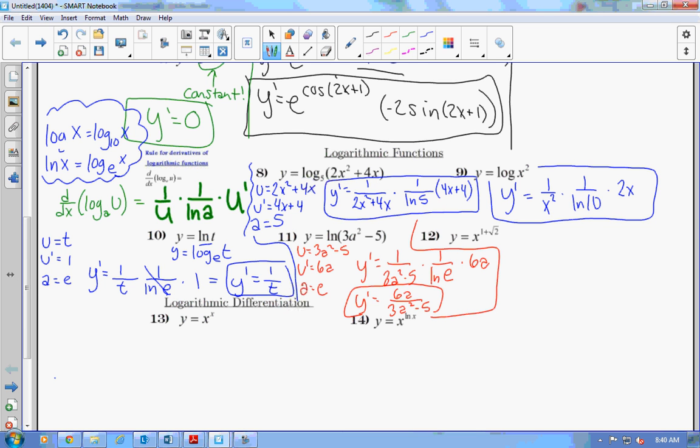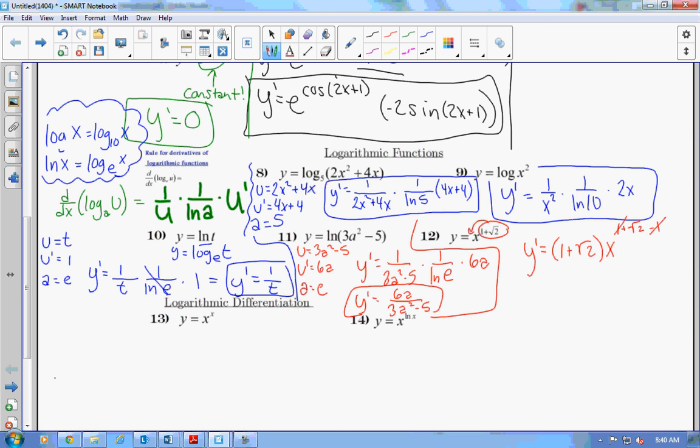You also need parentheses here and here. Okay, so let's look at number 12 really quick. Power rule means we take this exponent and we bring it down as a multiplier in front, right? So y prime equals, but that binomial we need parentheses. And then times x to the exponent, but you decrease it by 1.